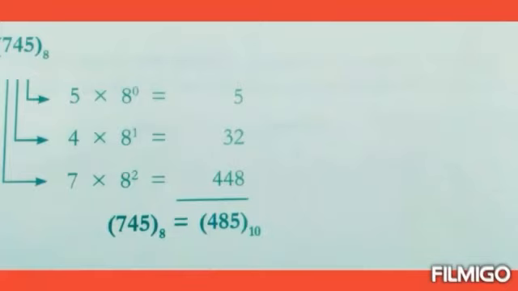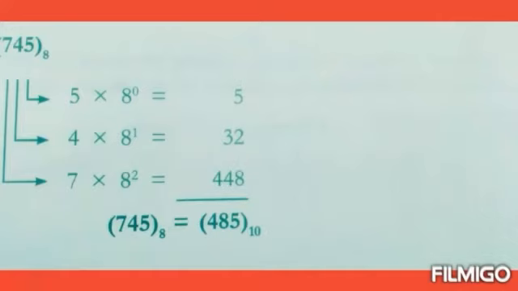In the same way, we can also convert the octal number. We know that an octal number has the base of 8. That's why we multiply here by 8 instead of 2. Like 745 is an octal number, we will convert it into a decimal number.